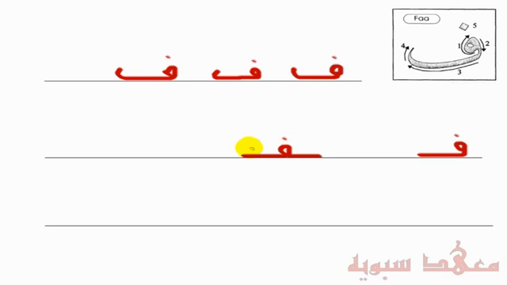Finally, at the end of the word. So it's exactly the same. Goes across, and then you loop, and then bring this up. So similar to the isolated form. Now three fas, so you have the fa, and then loop, and then loop, and bring it up. Dot, dot, dot.